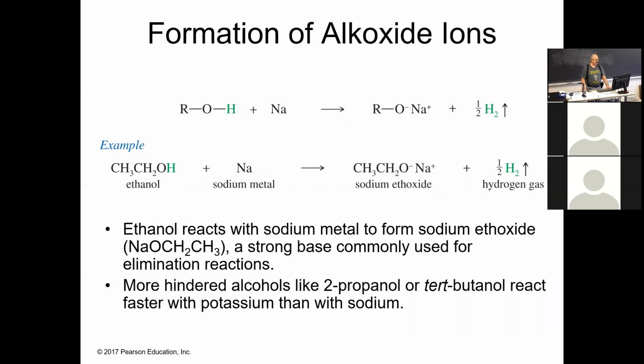Okay, it generally doesn't work very well to produce an alkoxide ion with hydroxide, because you're trying to go from a stronger acid to a weaker one. Okay, this is actually an oxidation reduction reaction. One common way of producing alkoxide ions is to use an active metal like sodium or potassium.